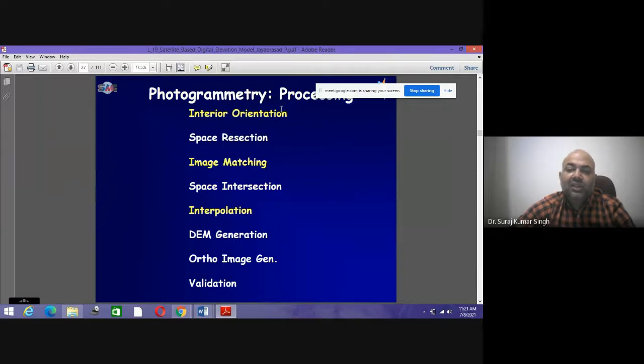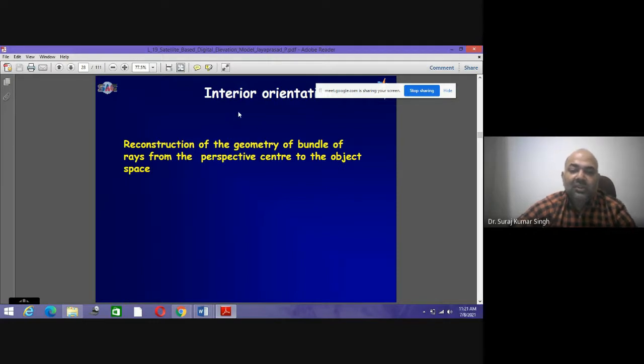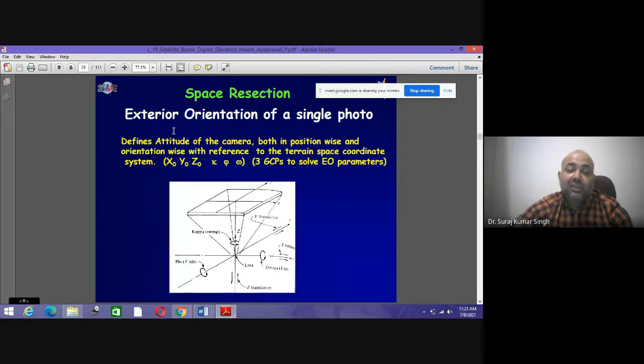So some of the processing that we have to do for photogrammetry is interior orientation, resection, image matching, space intersection, interpolation, digital elevation model creation, ortho image generation, and after that we will be validating the data sets. So when you talk about interior orientation, we are talking about reconstruction of the geometry of the bundle of rays from the perspective center to the object space. When we talk about exterior orientation, we define the attitude of the camera, both position wise and orientation wise, with reference to the terrain space coordinate system.